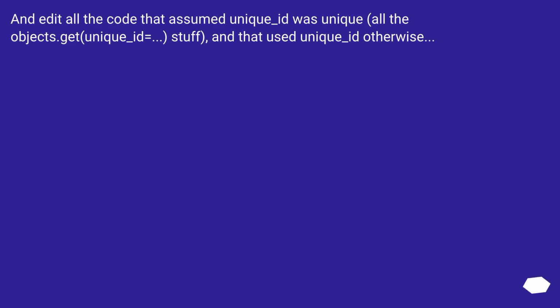And edit all the code that assumed unique_id was unique, all the objects.get(unique_id=stuff) calls, and that used unique_id otherwise.